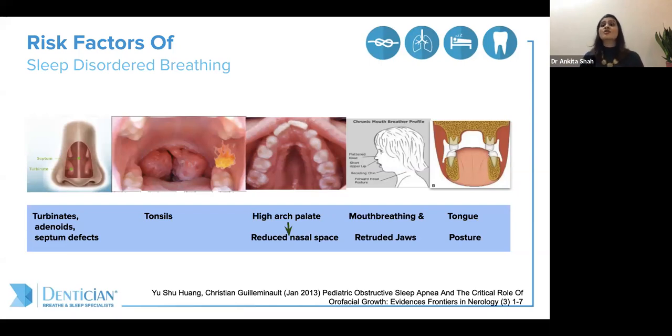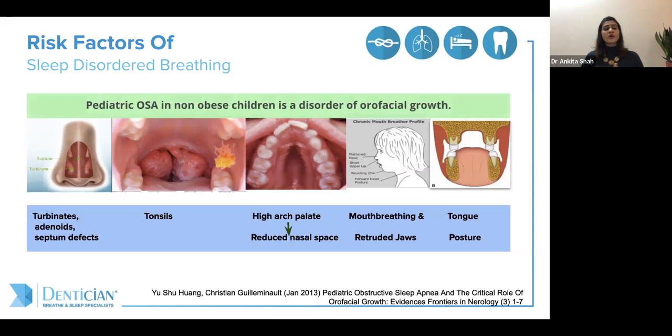We need to catch hold of what is causing it. But this was a very interesting study by Dr. Gimino and Huang, where they found that, in fact, pediatric sleep disordered breathing, especially in the non-obese kids, was more often due to a defect in the orofacial growth. And this is where we as pediatric dentists are going to play a very important role.